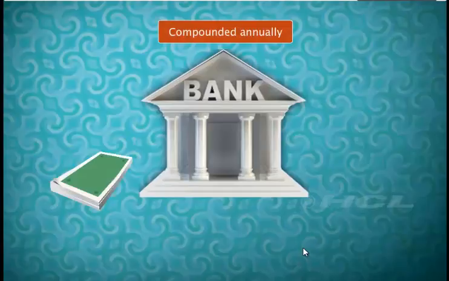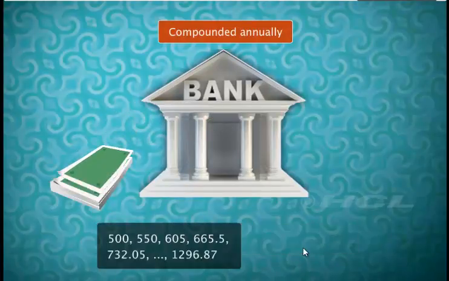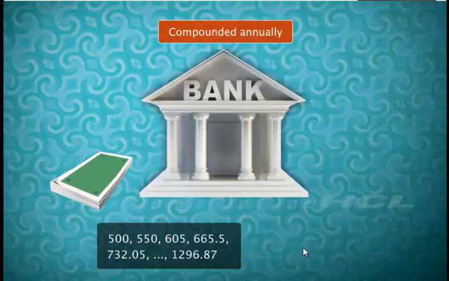For example, let's say that 500 rands is deposited in a bank which pays compound interest at the rate of 10% annually. The amount in the account at the end of each year for the next 10 years will be as shown.